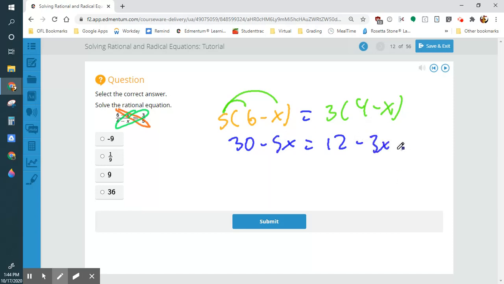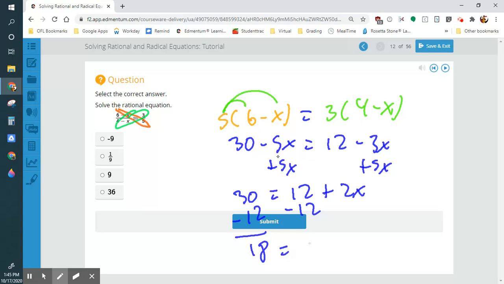Now I don't like having negative numbers, so I'm going to add 5x to both sides. That's going to give me 30 equals 12 plus 2x. I'm going to get rid of this 12 on both sides. That's going to give me this 18. So I end up getting 2x equals 18, which means that my x, after I divide by 2, I end up getting this 9.